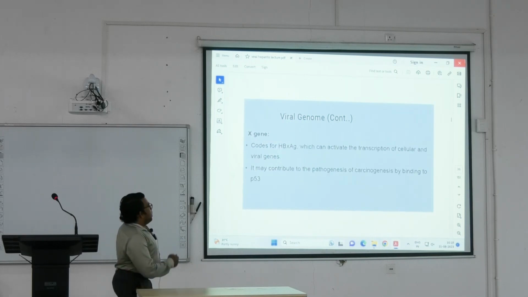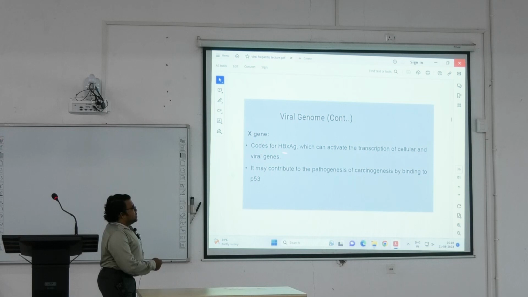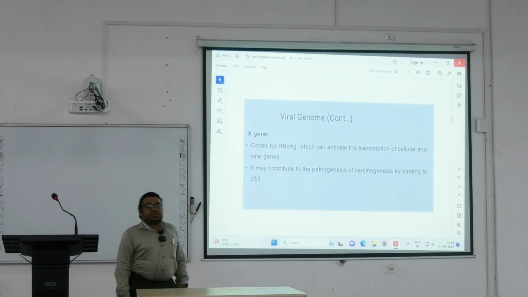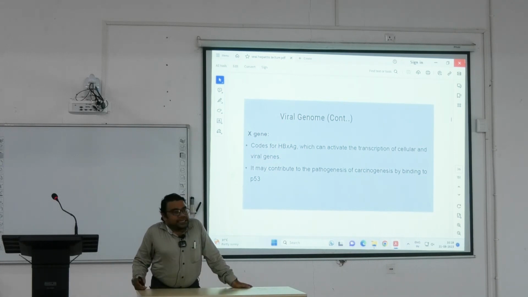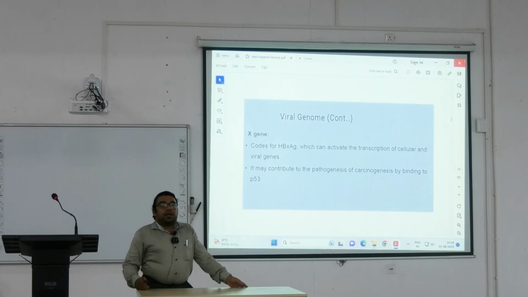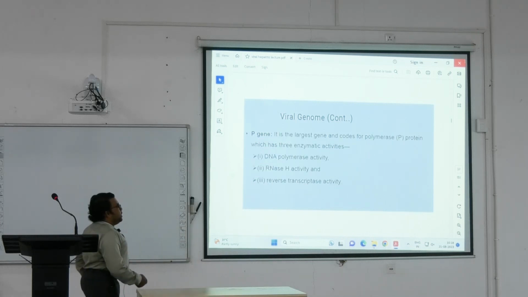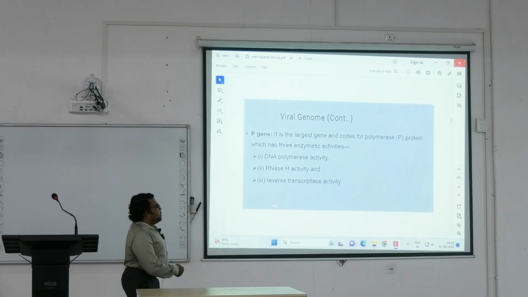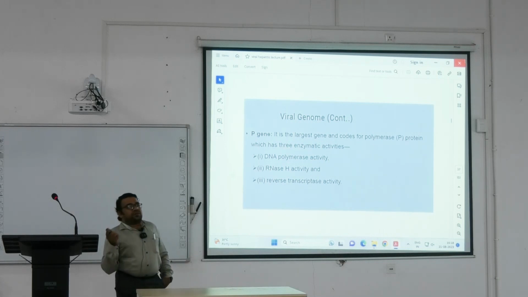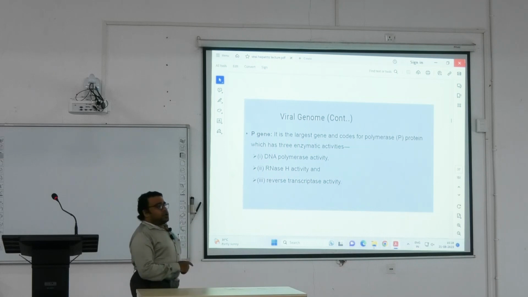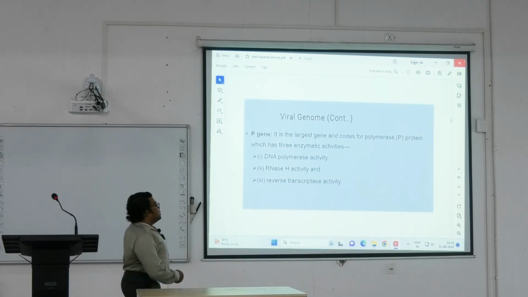Okay. The X gene codes for the X antigen, and this may contribute to pathogenesis by binding to the p53 protein. This may result in hepatocellular carcinoma. So, long-term or chronic infection with hepatitis B may lead to hepatocellular carcinoma by this route. Next is the P gene. The P gene codes for the polymerase activity. This results in the transcription from the DNA to the RNA. And because it's an incomplete DNA, the first step is always completion of the DNA.